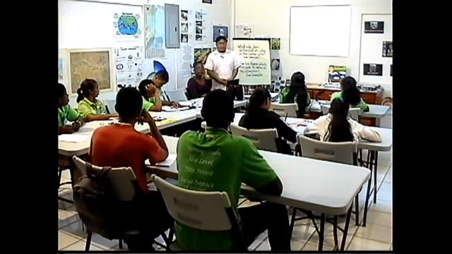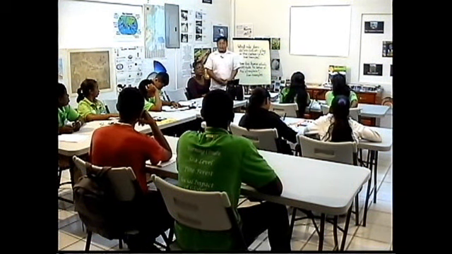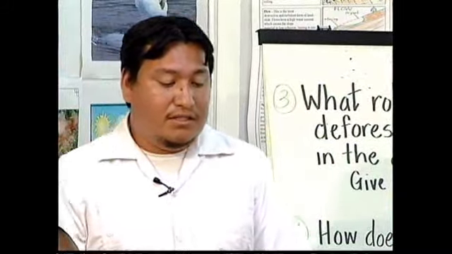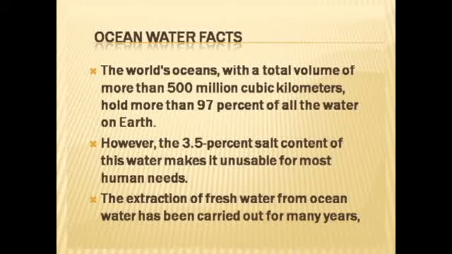Now, we have a company that sells the beach sand. They extract it from the seabed and sell it to the different resorts and hotels so that they can have a nice beach in front of them. Ocean water facts. The world's oceans, with a total volume of more than 500 million cubic kilometers, hold more than 97% of all the water on Earth. So 97% of the water.